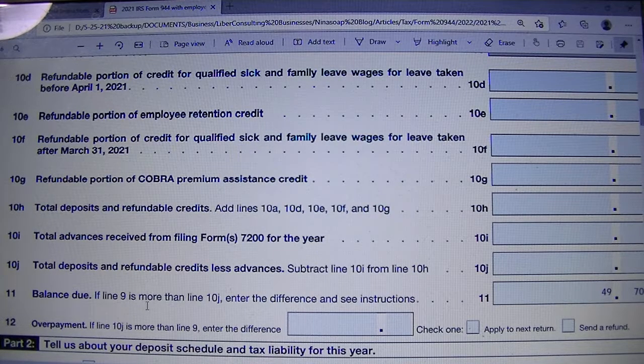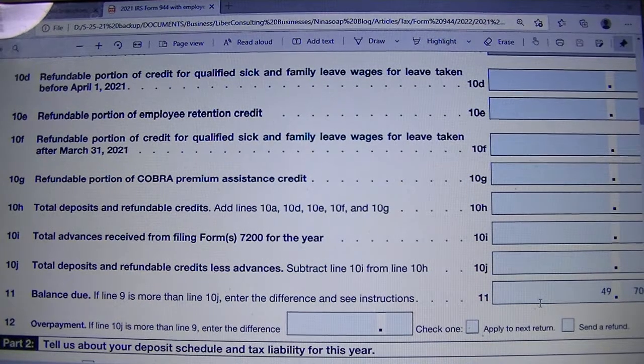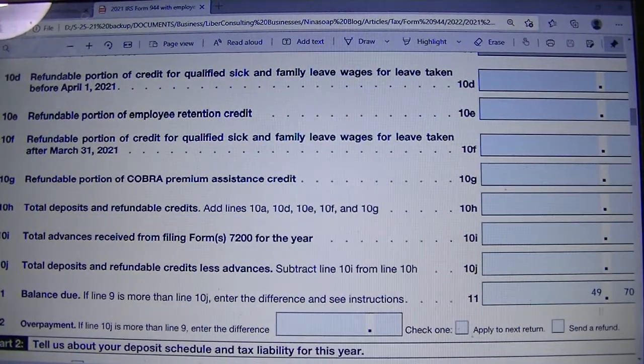Line 11, balance due. So if line 9 is more than line 10, enter the difference. So line 9 is $49.70 for us. Line 10 is 0. Line 10J is the total of line 10D to line 10I. So the total refundable credits is 0 for us. So $49.70 is more than $0. So line 11 is going to be $49.70 for us.